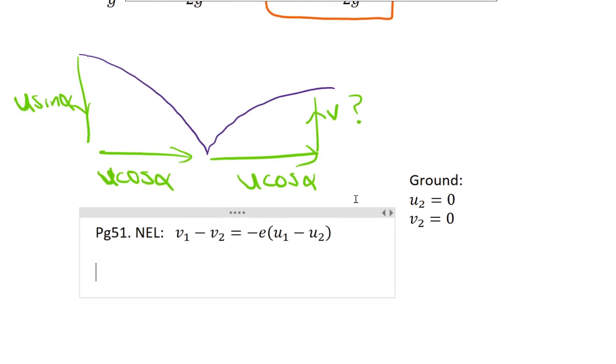So what that means is our V1 is the speed at which the thing comes up from the ground after the bounce. V2 is 0, so V1 is equal to minus E times U1, which was minus u sine alpha, remembering that it's minus because it's pointing downwards.